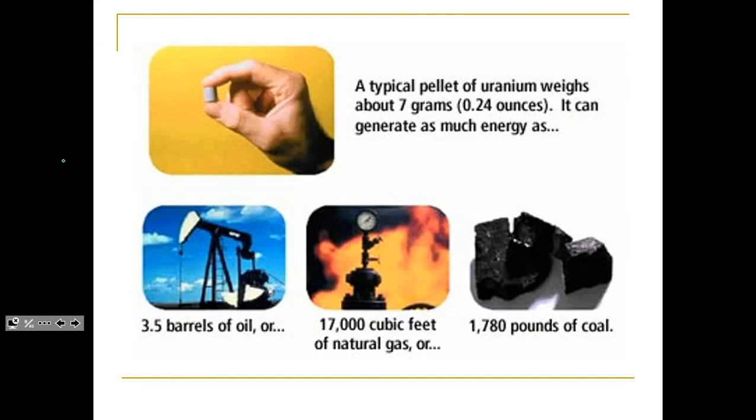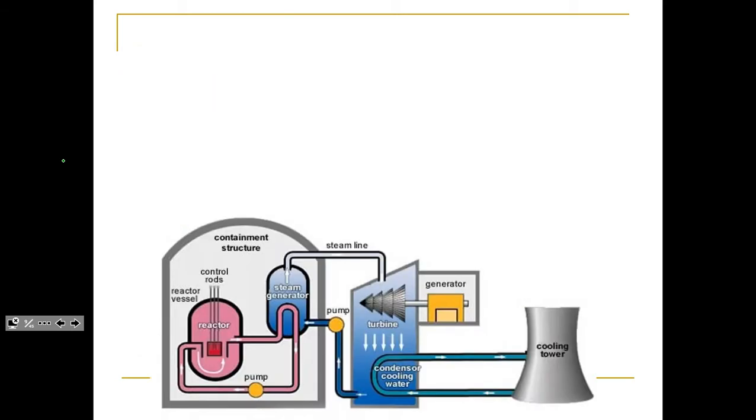So here's a little image for you. This little tiny pellet of uranium weighs about 7 grams, and it can generate as much energy as 3.5 barrels of oil, 17,000 cubic feet of natural gas, or 1,700 pounds of coal. So a lot of people want to use nuclear because the waste is just so little. But we have this consequence of chain reactions that we'll learn about in just a little bit.